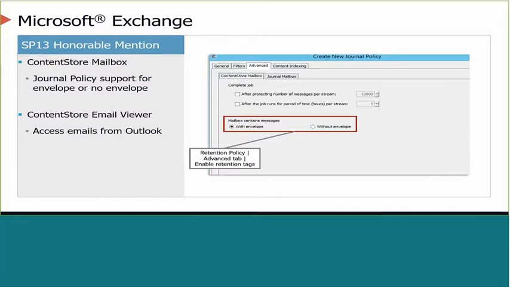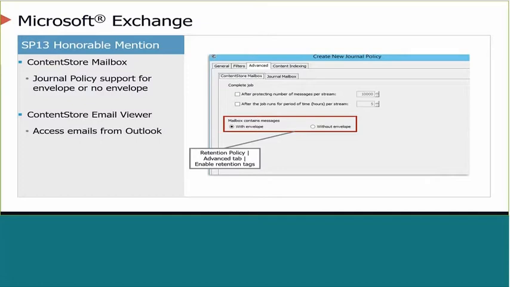So what we've enabled here in Service Pack 13 is the option to do what's called the envelope format. We support that now, and we can capture and journal that information, which you might need later on during some sort of compliance search or something. So the option here is within the journal policy itself. It's just a little tick.